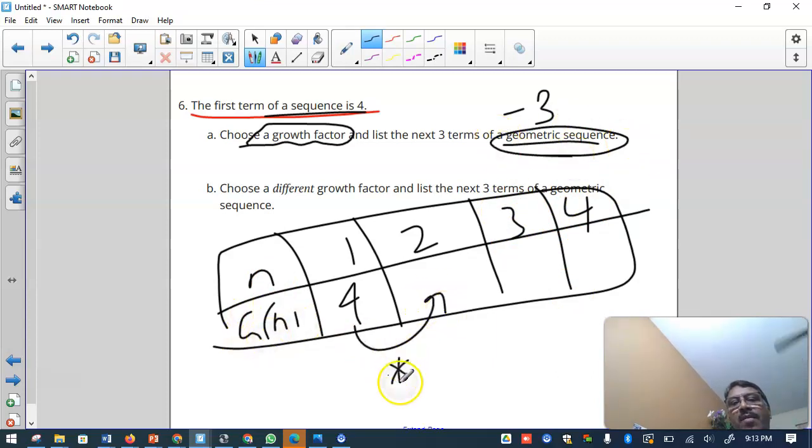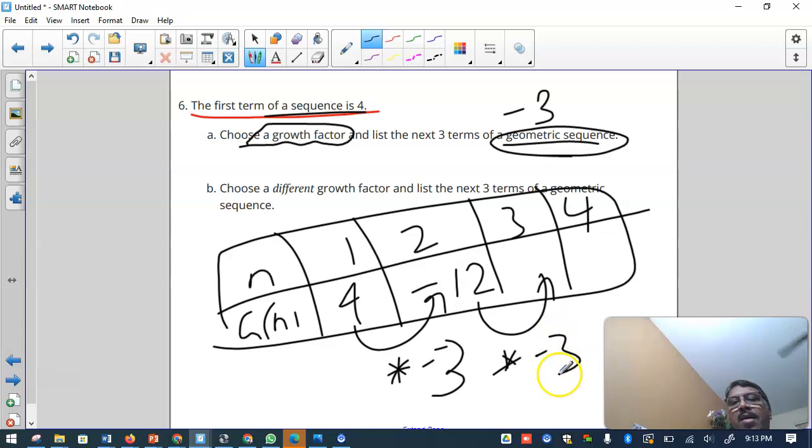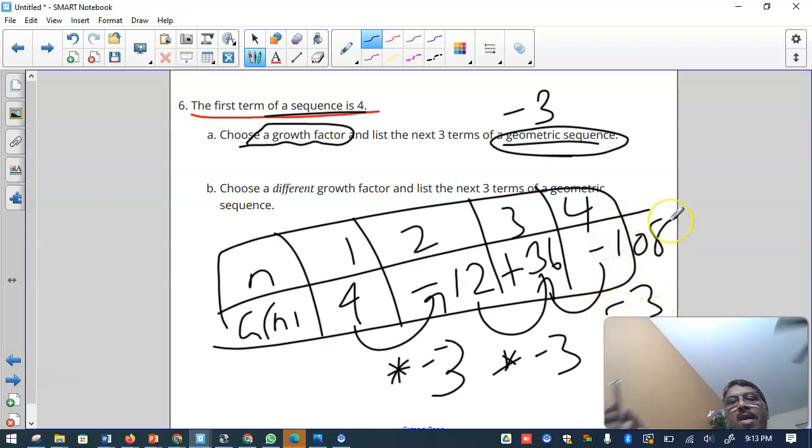So I'm using negative 3. Multiply by negative 3, you get negative 12. Again multiply by negative 3, you get positive 36. Again multiply by negative 3, and you get negative 108. And you get the answer.